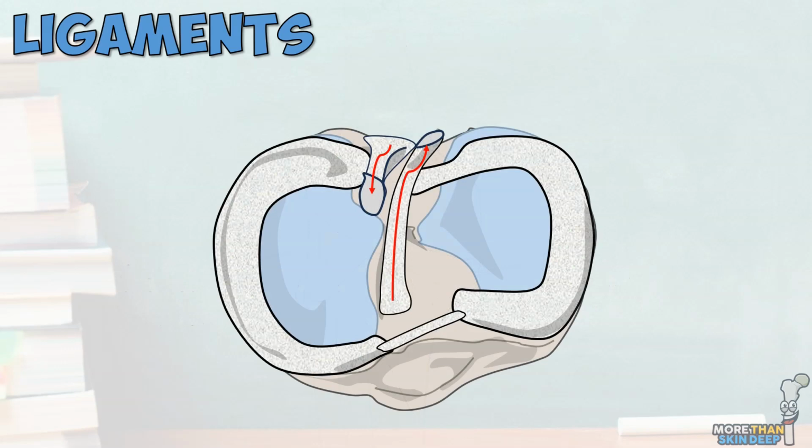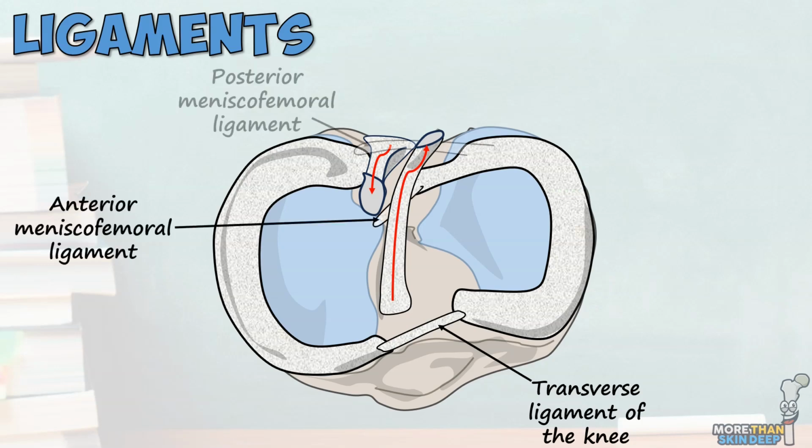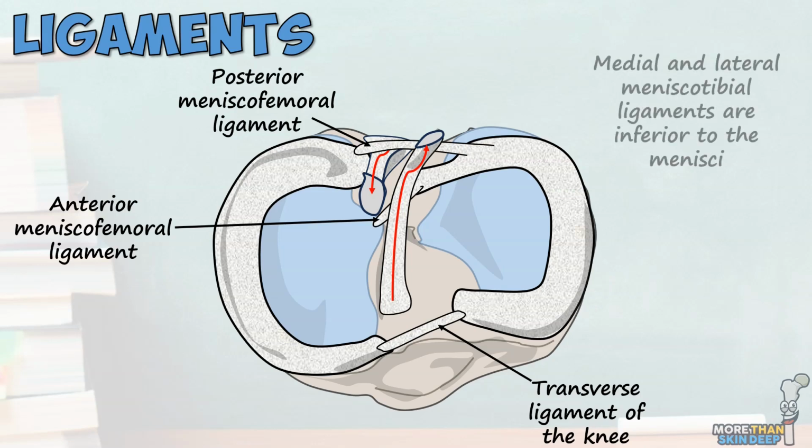Lastly, there are several small ligaments within the knee joint that are often forgotten. We've already mentioned the transverse ligament of the knee between the two menisci anteriorly. There are also the anterior and posterior meniscofemoral ligaments, which connect the lateral meniscus to the medial condyle of the femur. And finally, the medial and lateral meniscotibial ligaments, which help hold the two menisci down onto the tibial plateau.